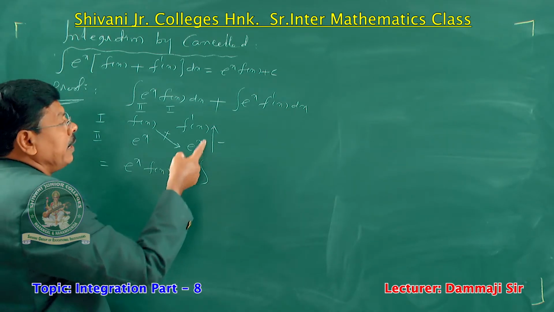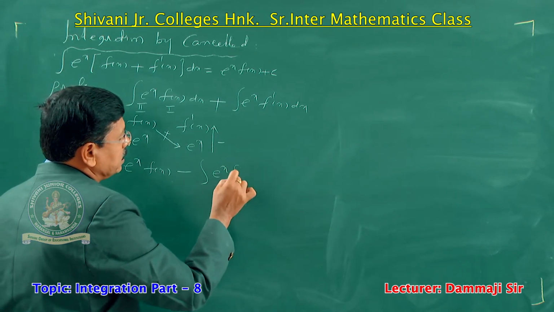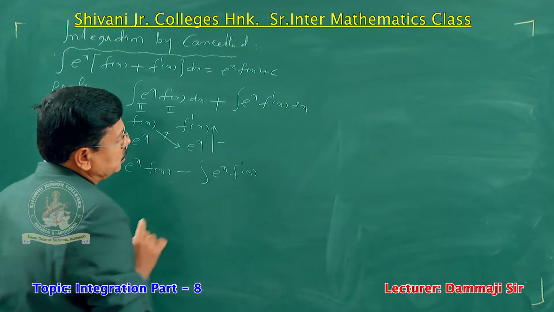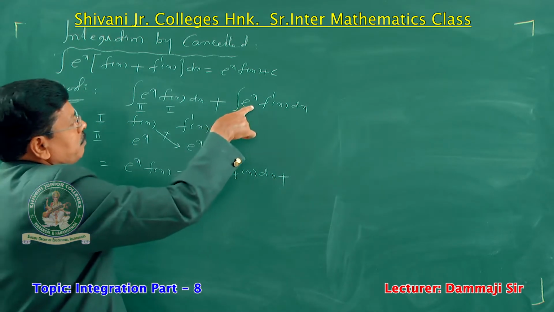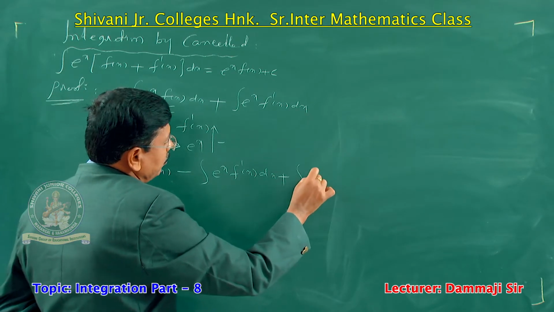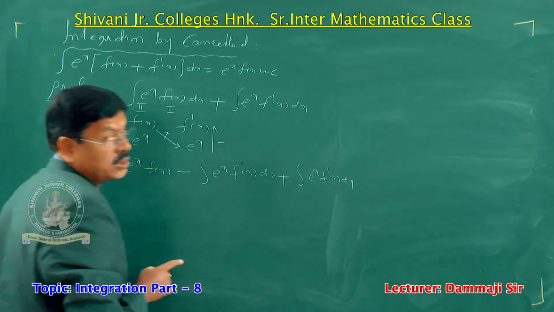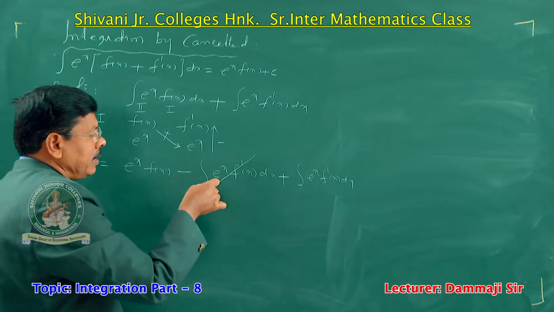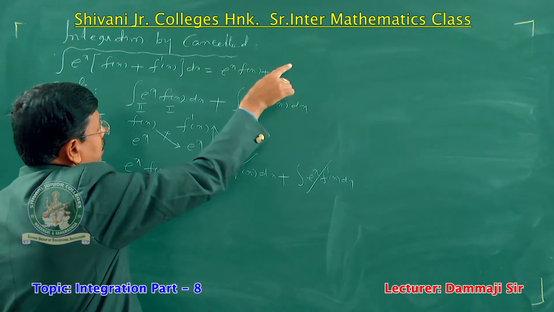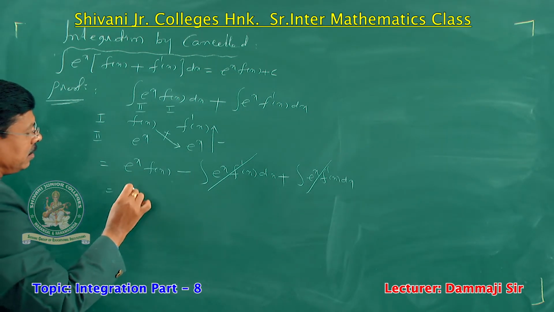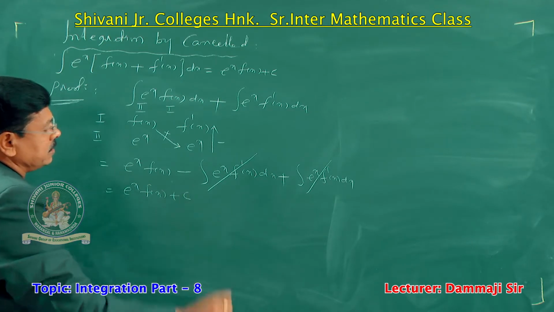Then next, the product of these two functions, that is e power x into f dash of x dx. The same term is already there, so you can keep it here: e power x, f dash of x dx. What next? By cancellation, it is one of the integration by parts results. You have the result e power x f of x plus c.